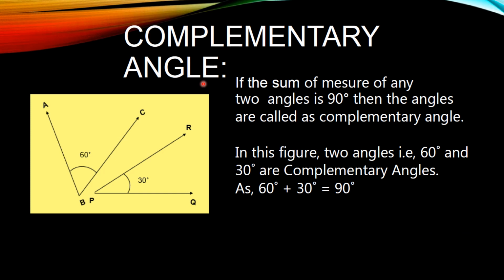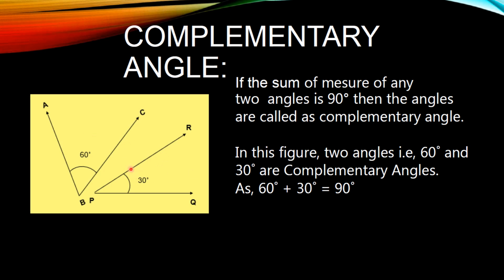What is meant by complementary angle? If the sum of measures of any two angles is 90 degrees, then the angles are called complementary angles. Complementary angle means the sum of any two angles must be equal to 90 degrees.